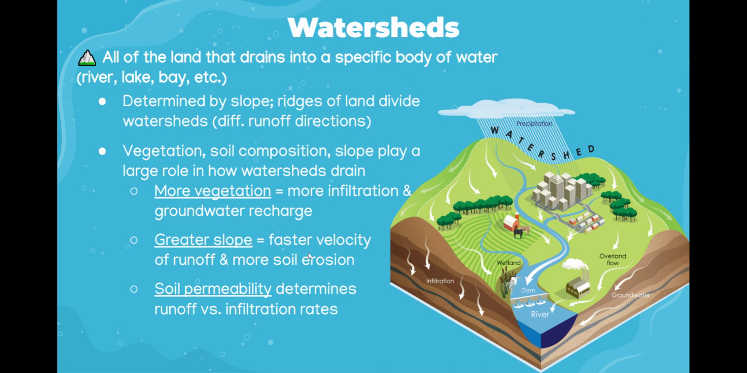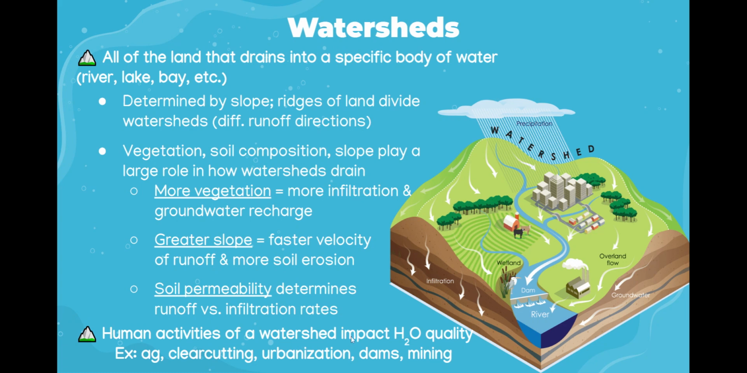When we have a greater slope, an increased slope, we have faster velocity of the runoff and more soil erosion. So the steeper the slope, we're going to have a faster movement of water down that slope, which is going to increase our soil erosion. And soil permeability determines how much water is run off versus how much water infiltrates through the soil. And remember, different types of soil have different water holding capacities. So don't forget about sand, silt, and clay and how much each one of those types of soils holds onto water.